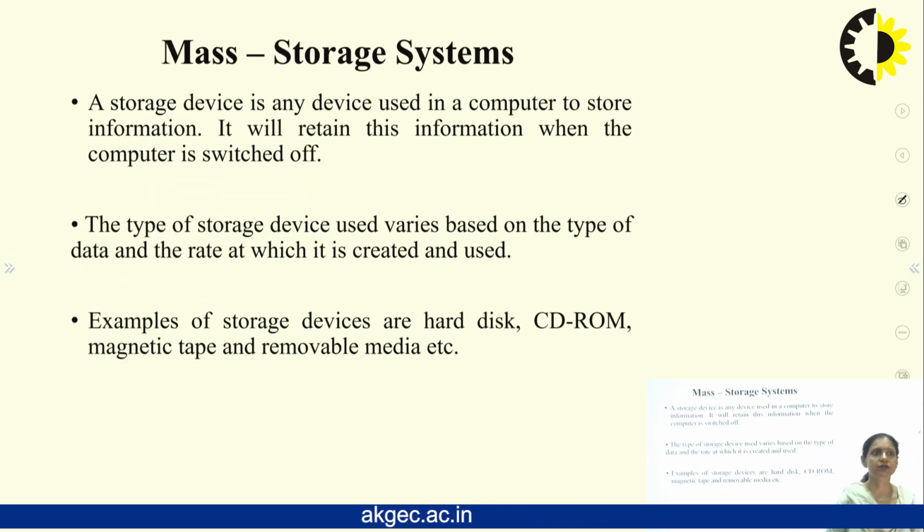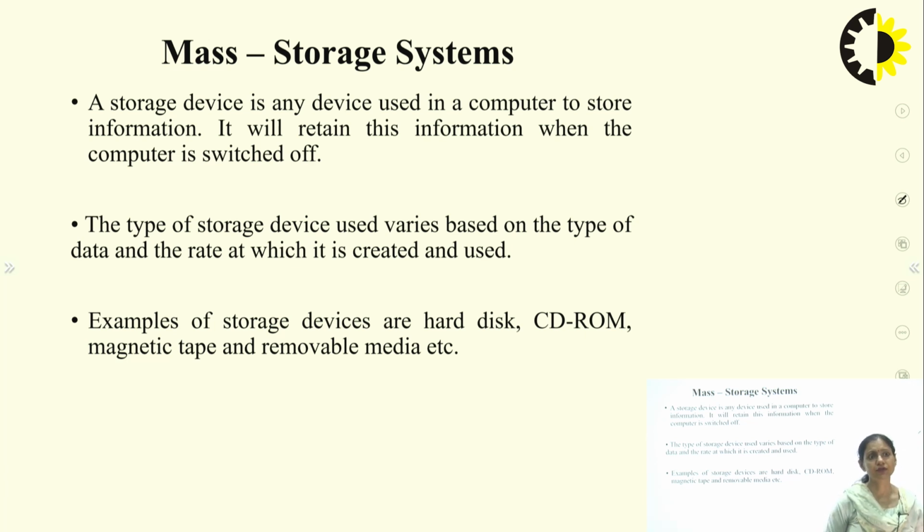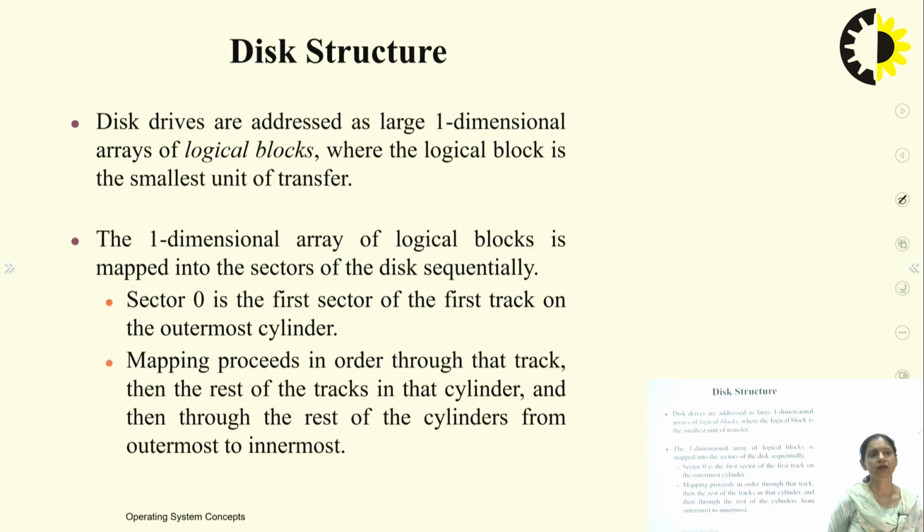Now coming to the next topic, that is mass storage systems. We need a storage device that is used in a computer to store information. It will retain this information when the computer is switched off. The type of storage device that is used varies based on the type of the data and the rate at which it is created and used. Some examples of storage devices are the hard disk, CD-ROM, magnetic tape, removable media, etc.